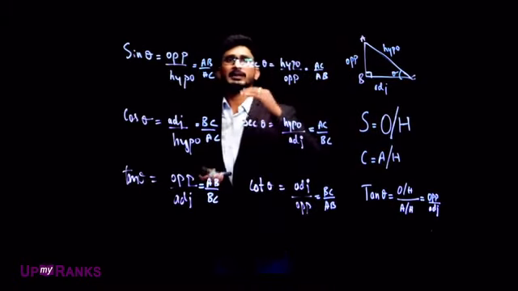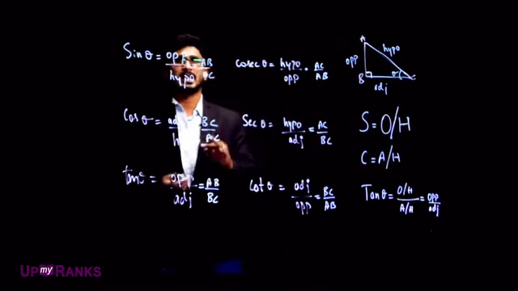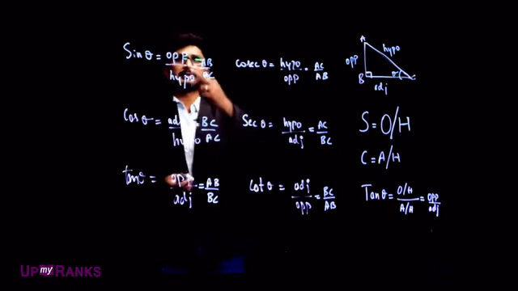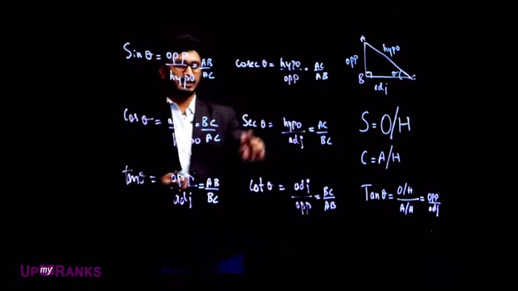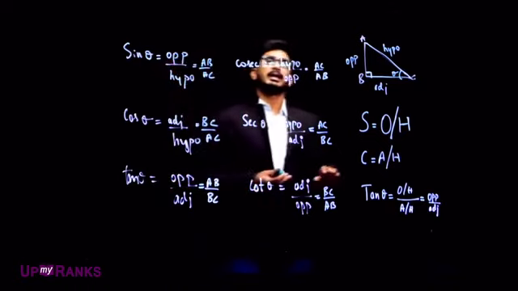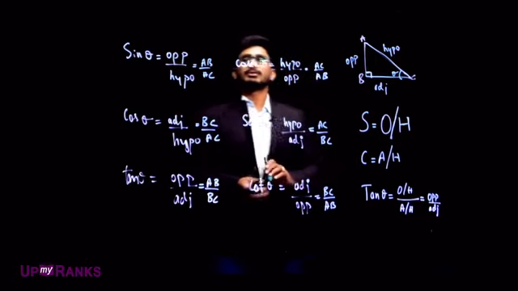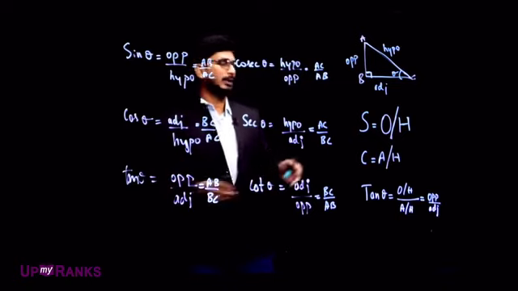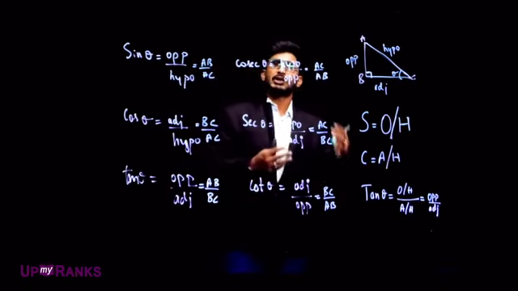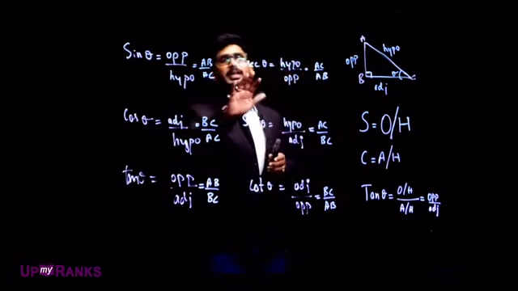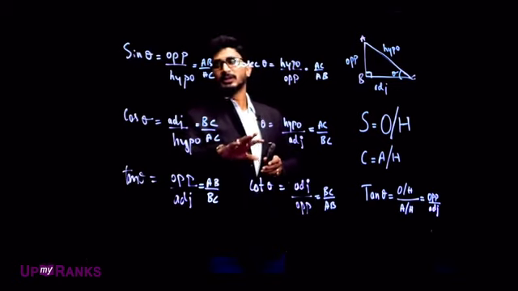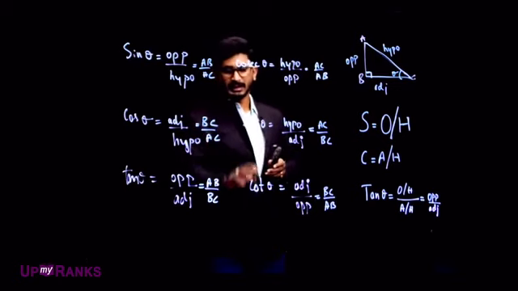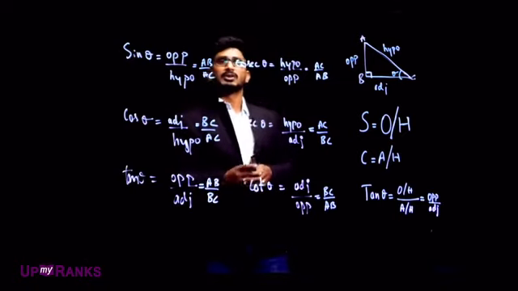You have to remember the order: sine, cos, tan, cosecant, secant, cot. If you remember the first three, that's enough. You can get tan from sine and cos. The reciprocal of sine is cosecant, the reciprocal of cos is secant, the reciprocal of tan is cot. So let's understand by this.